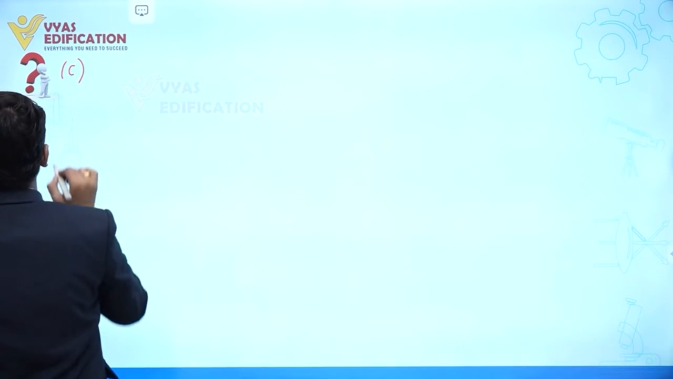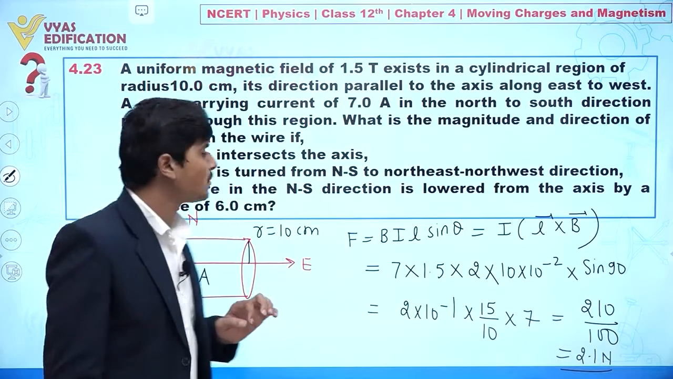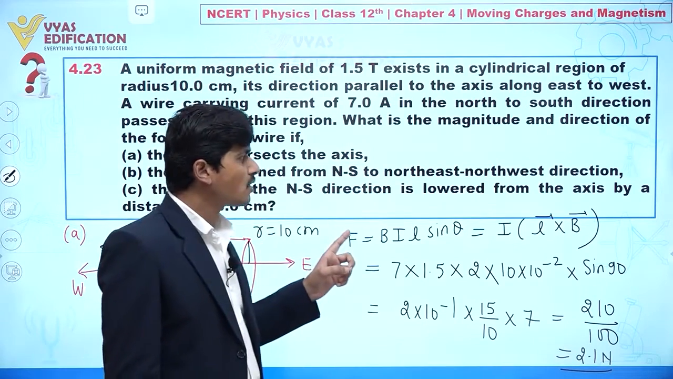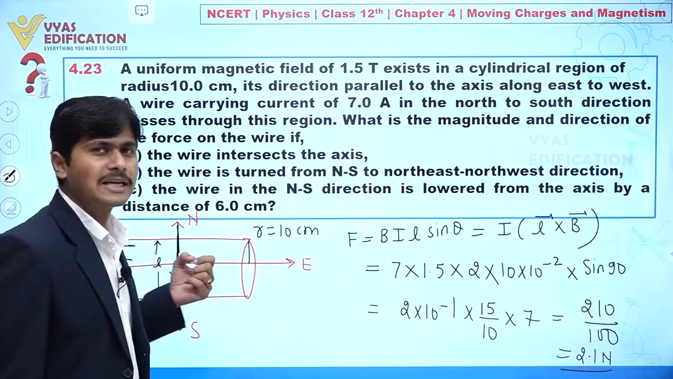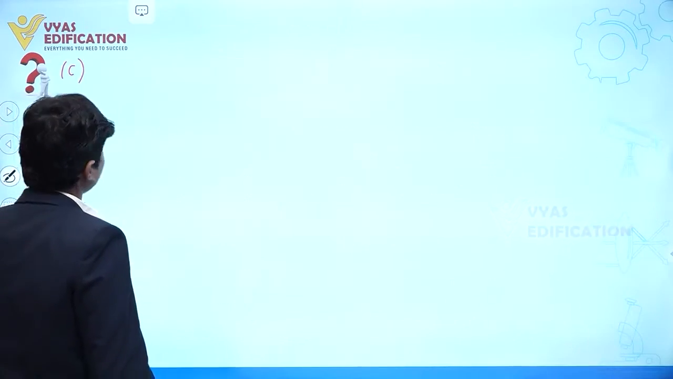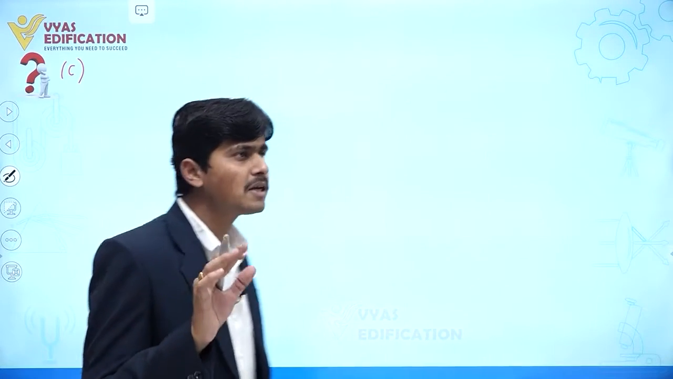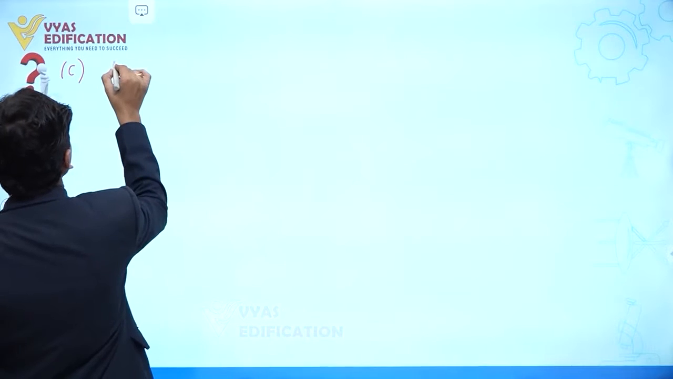Part number C. Let's try to understand what is part number C. The wire in north-south direction is lowered from the axis by a distance of 6 cm. Clear? Now listen carefully. Actually, this part will be a little bit confusing for a student, but this is a very simple part. Let us try to understand.